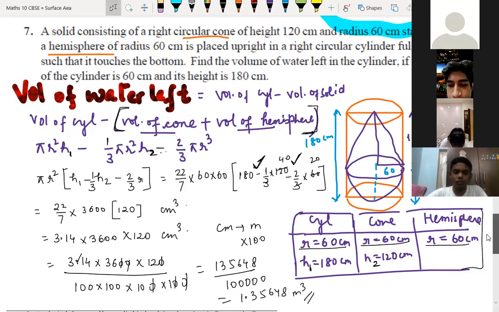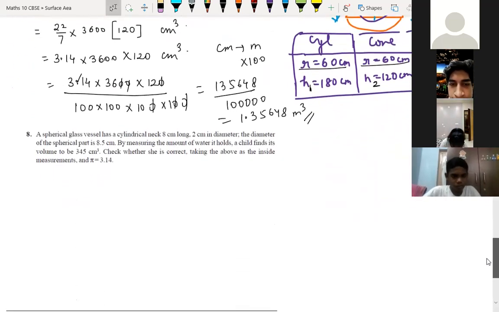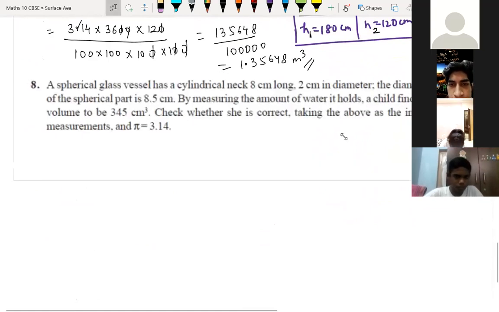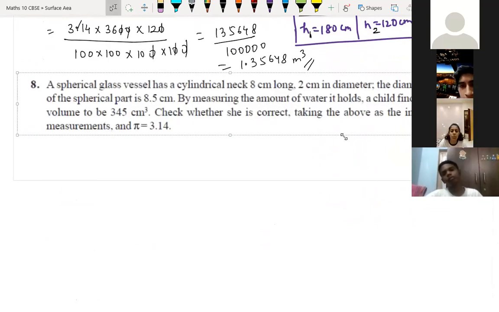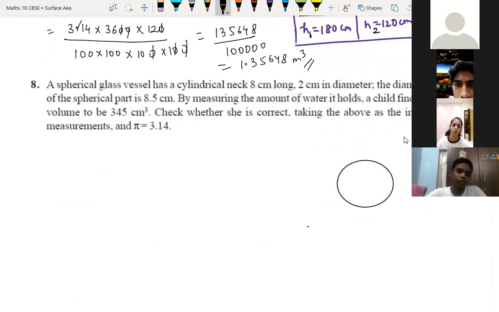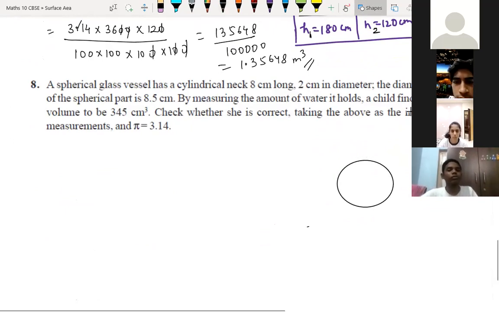Okay. Move to the next sum, that is question number 8, the last sum of the exercise. A spherical vessel. Spherical means round shaped vessel. A spherical vessel has a cylindrical neck. This is having one cylindrical neck. This is like a cylindrical neck.